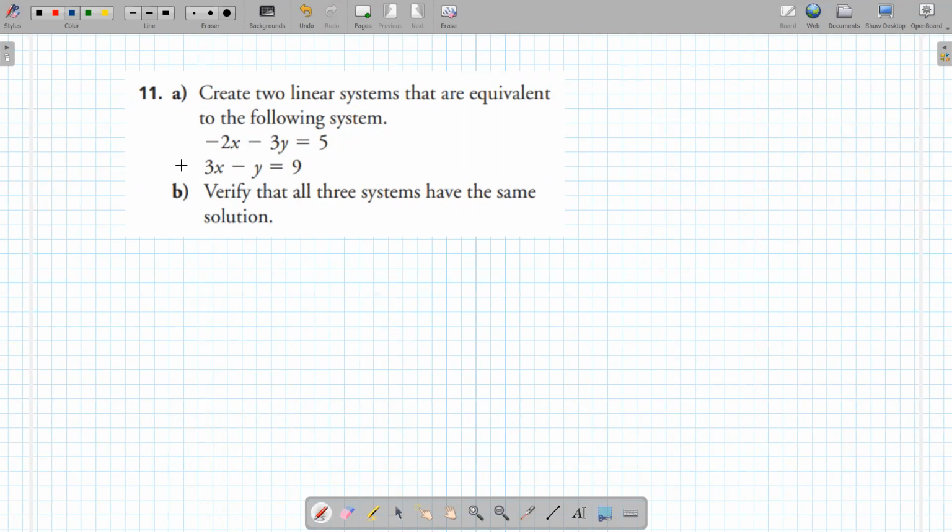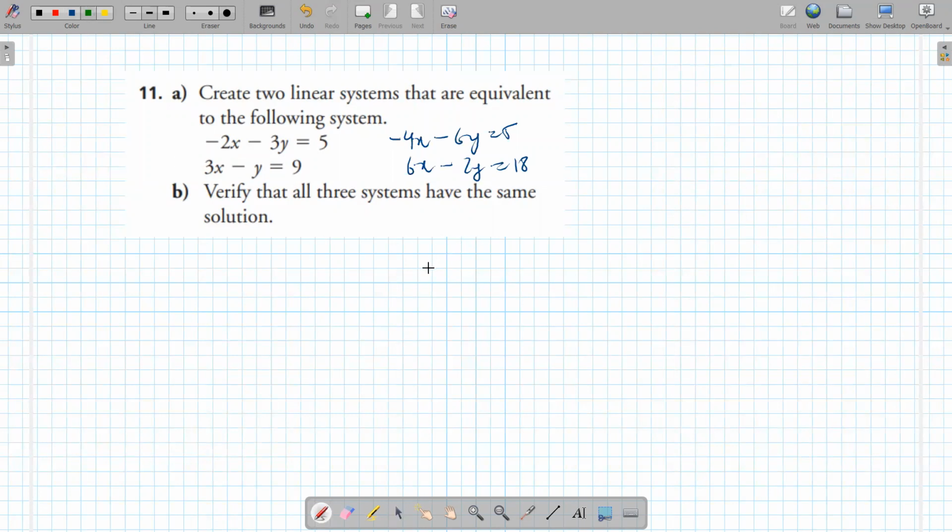I'm just going to multiply both of them by 2. So this becomes negative 4x minus 6y equals 5. The next one becomes 6x minus 2y equals 18. Now we have another system. Okay, now the solution for both of these will be the same.